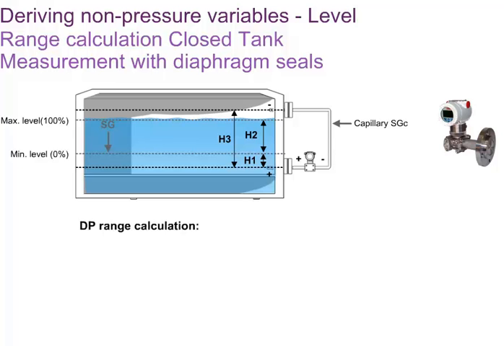The DP range calculation is the following. Lower range value, LRV, equals height H1 multiplied by specific gravity of process liquid, SG, minus height H3 multiplied by specific gravity of liquid in capillary, SGC. Upper range value, URV, equals lower range value plus height H2 multiplied by specific gravity of process liquid, SG.